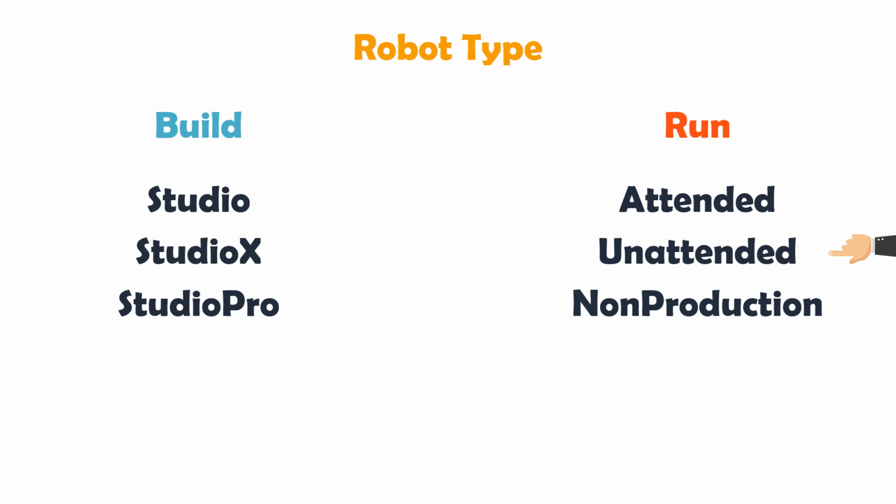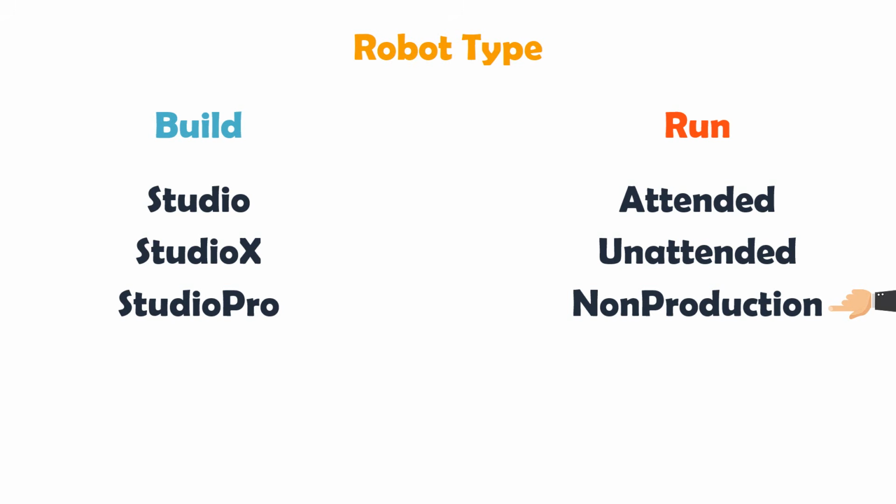Unattended robots are autonomous robots that don't require human supervision to execute jobs. Unattended robots are intended for complex and highly repetitive tasks, usually needing to be performed in batches, that can be decided based upon a predefined rule. Non-production robots can be executed in unattended mode, for development purposes only.